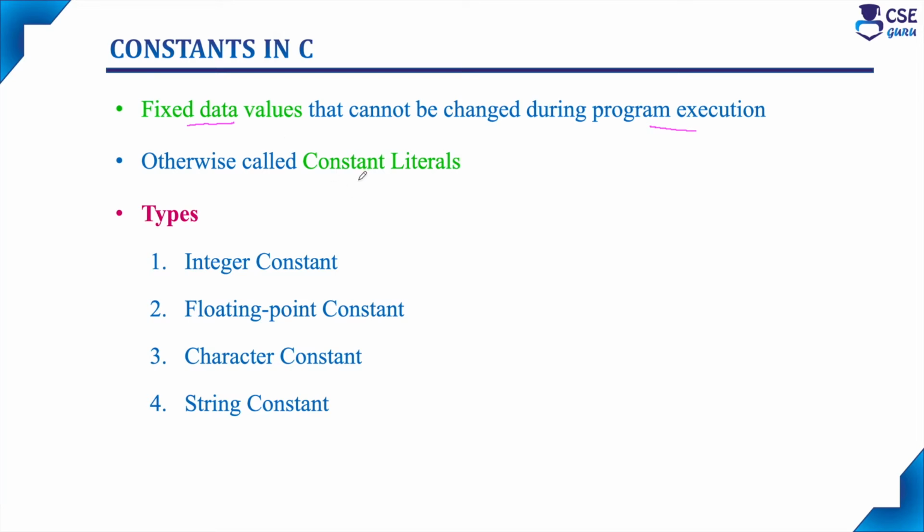These constants are otherwise called constant literals. There are four types of constants. One is integer constant, two is floating point constant, three is character constant, and four is string constant.